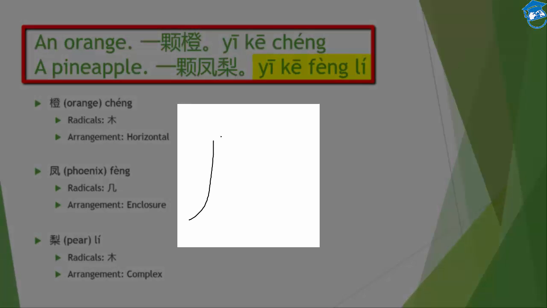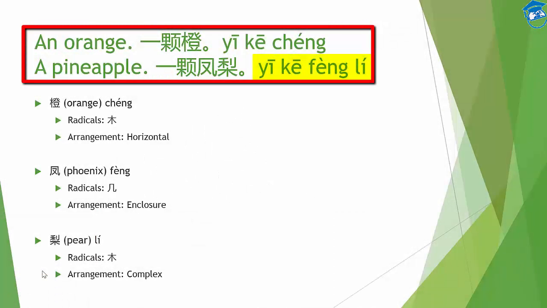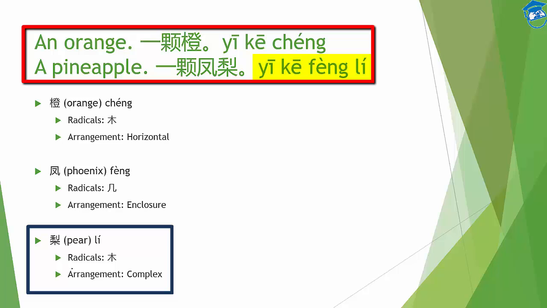1, 2, 3, 4. Just 4 strokes. It means 凤, phoenix. Okay, and the next one is 梨. It means pear. Okay, the radical is what's at the bottom here.